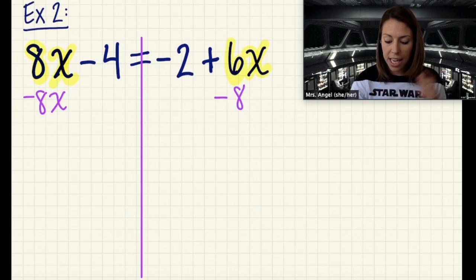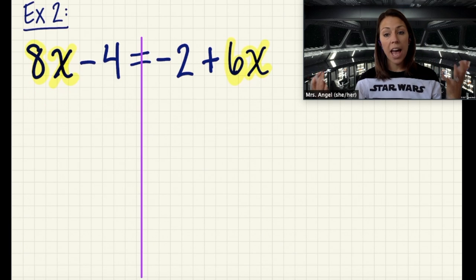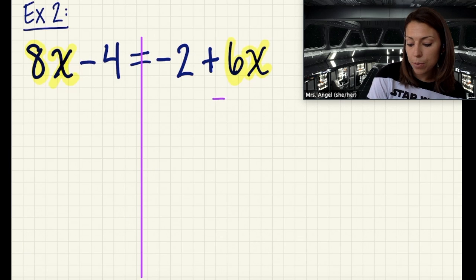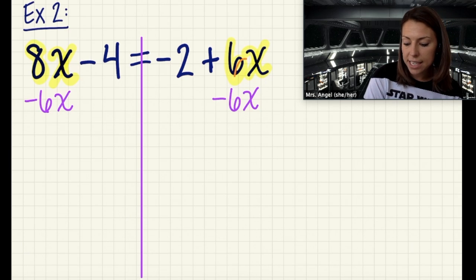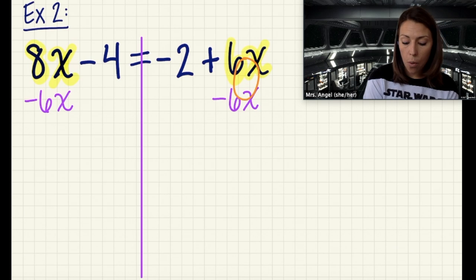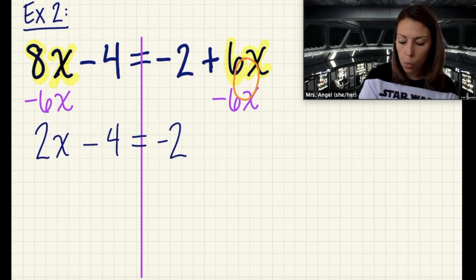So I actually think about this ahead of time, and I'm going, all right, if I'm going to create a zero term out of these variables, I'm going to do it with 6x. I'm going to subtract 6x from both sides, because that creates a zero term. But now 8x minus 6x is a positive 2x, and that's a much simpler equation. So what did I just do?